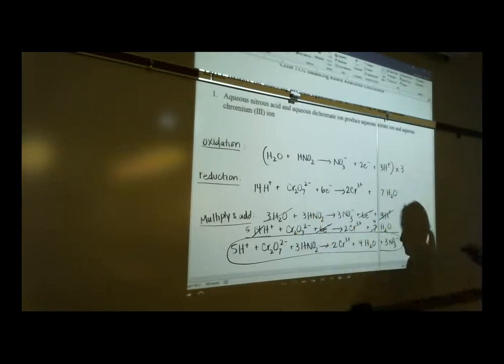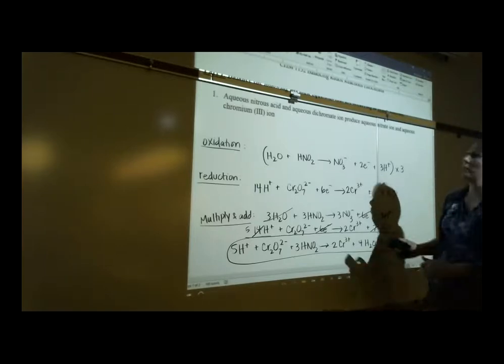Now again, if you're doing this for your online homework, it shouldn't be obsessive about the order. As long as your coefficients are correct and you've got the right thing on the right side of the equation, it should be happy. All right, so that's number 1.